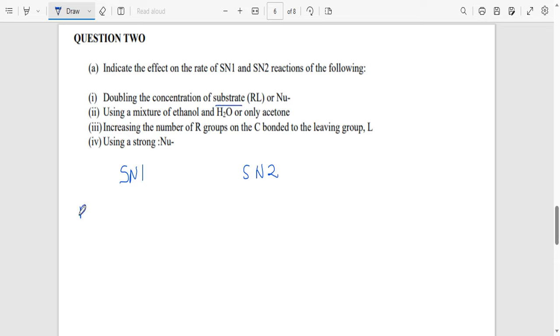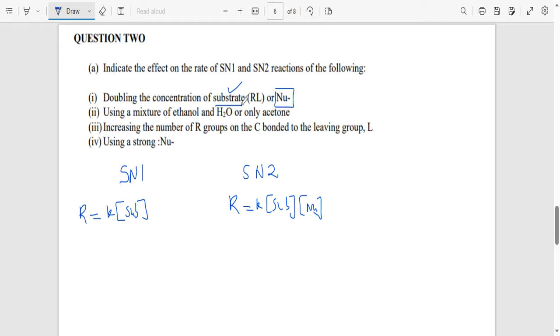Now, the rate of an SN1 reaction is given by k times the concentration of the substrate, which we call the alkyl halide. And the rate here for SN2 is given by k times the concentration of the substrate and then the concentration of the nucleophile. So if I double the concentration of the substrate for SN1, the rate will also double. But if I double the concentration of the nucleophile, the rate will not change for SN1.